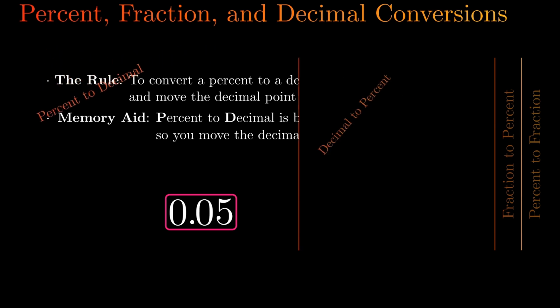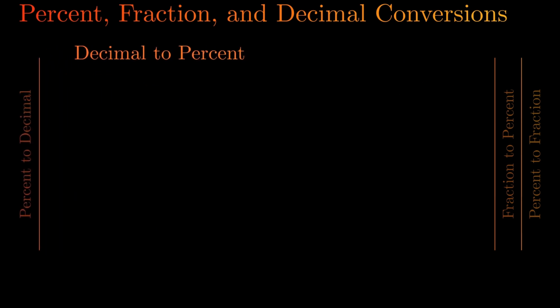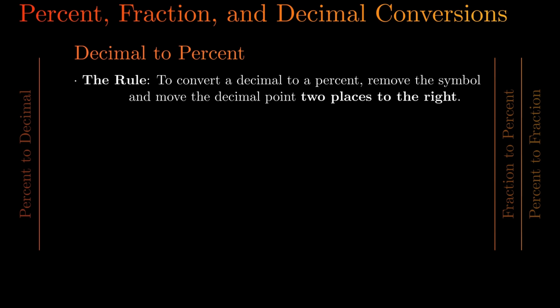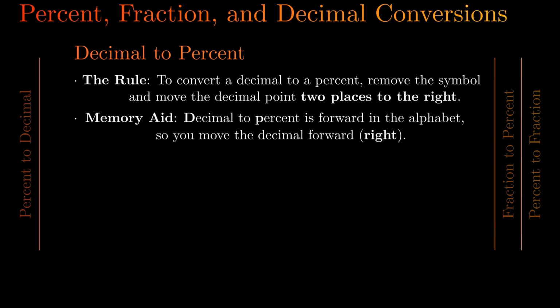Now, decimal to percent. We do the exact opposite. To add a percent sign, we move the decimal 2 spots to the right. Alphabetical tip. D comes before P, so we move forward to the right. Example, take 1.25. This is greater than 1, so we expect a big percent. Move the dot right twice. Jump, jump, it becomes 125%.